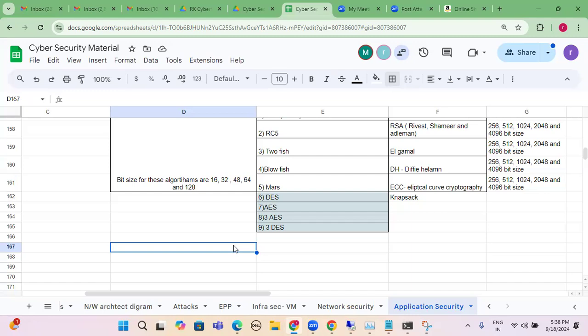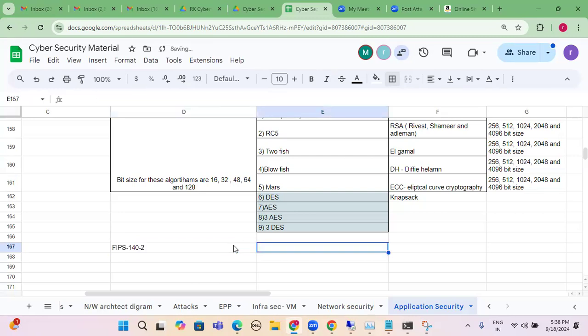In a similar way, to verify the cipher information, to verify what type of algorithms we have to use, which one is strongest and which one is weakest, we will use a couple of compliance-related frameworks. That framework we can call FIPS 140-2. This one we will discuss as part of our GRC, governance, risk and compliance. What is the full form of FIPS 140-2? Federal Information Processing Standard.